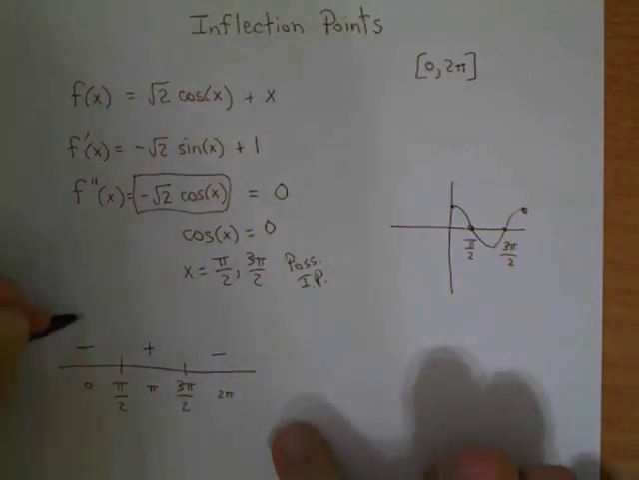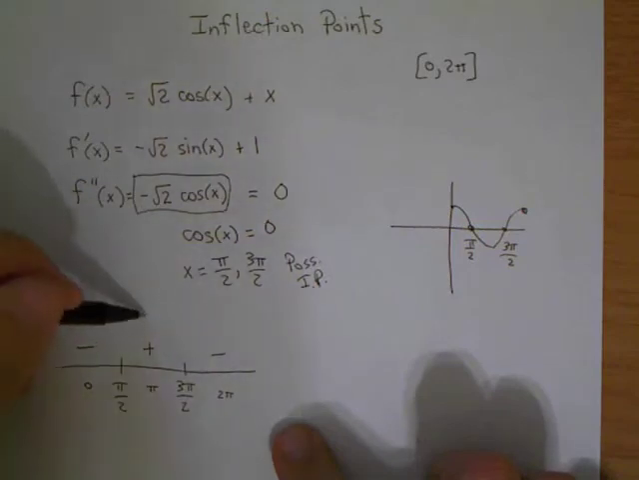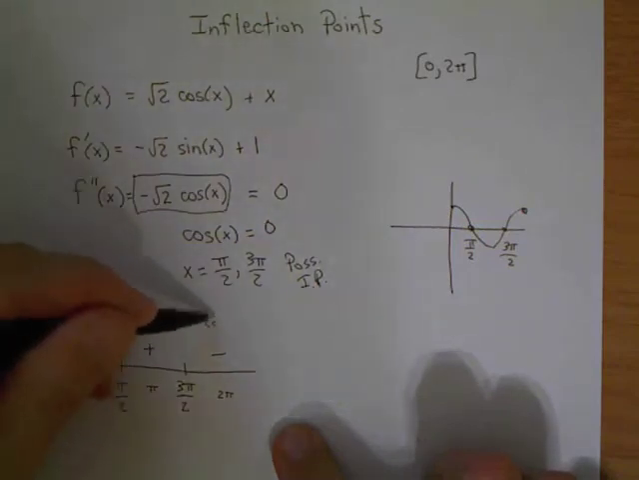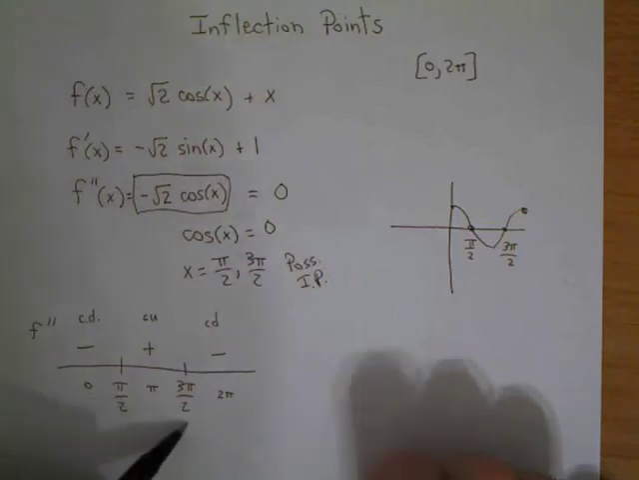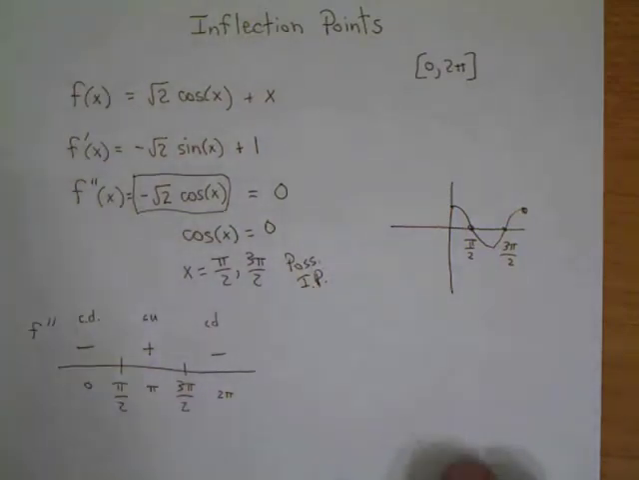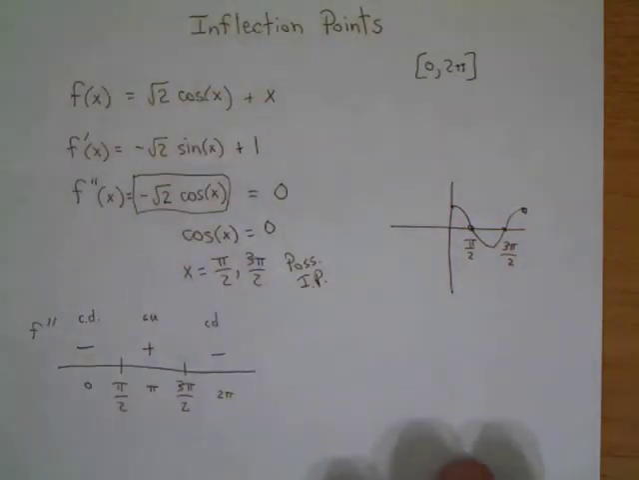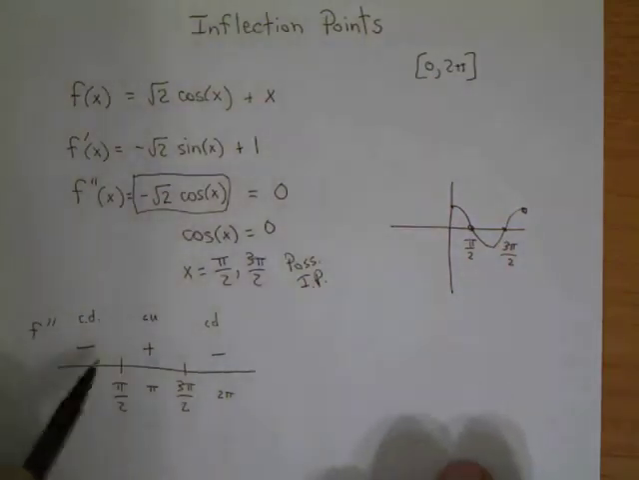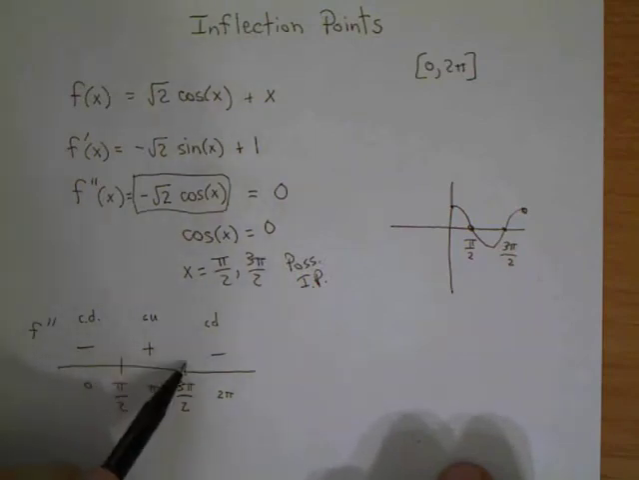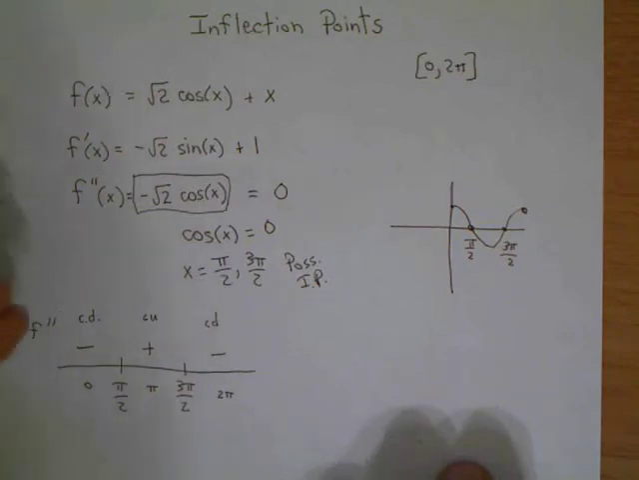So this tells me that f double prime is negative, this tells me that f is concave down, then concave up, then concave down. So therefore, pi halves and 3 pi halves are inflection points. I would need to write down that pi halves and 3 pi halves are inflection points of f, and the reason they are inflection points is f double prime changes sign, therefore f changes concavity. Writing that down would be my rationale that pi halves and 3 pi halves are truly inflection points for this particular problem.